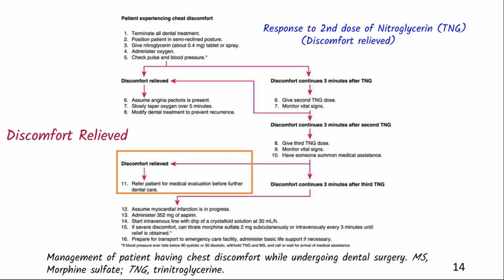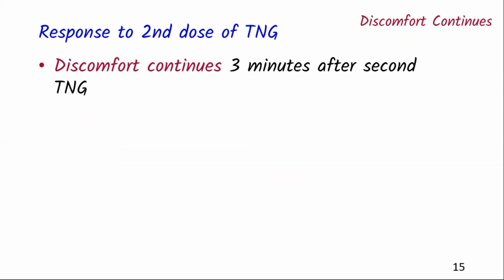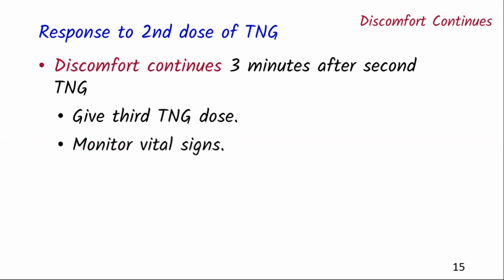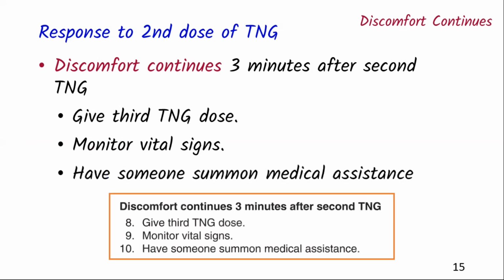The response to the second dose of nitroglycerin is shown here in the flow chart when the discomfort is relieved. If the discomfort continues for 3 minutes after administering the second dose of nitroglycerin, it is crucial to proceed with the third dose. Continue to monitor the patient's vital signs closely to observe any changes or deterioration in their condition. It is important to have someone on hand to summon the medical assistance immediately.